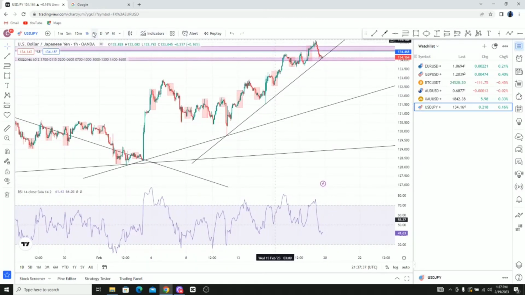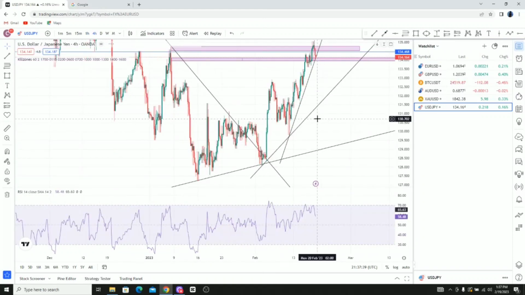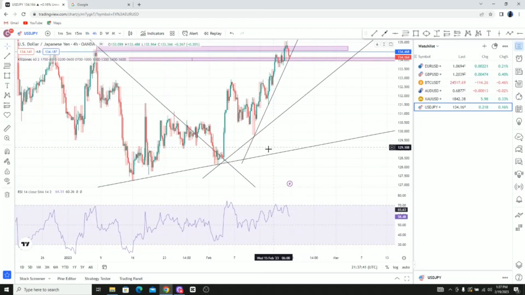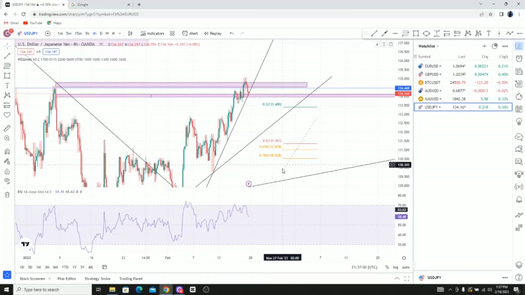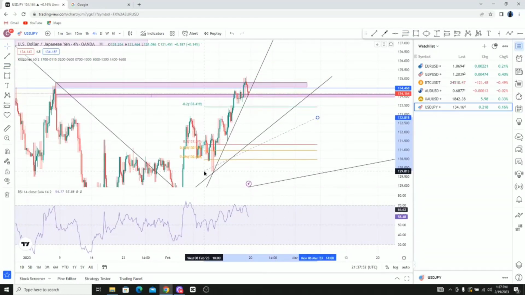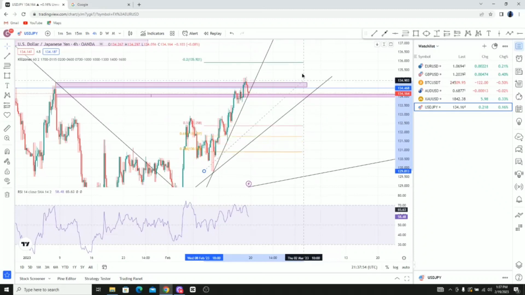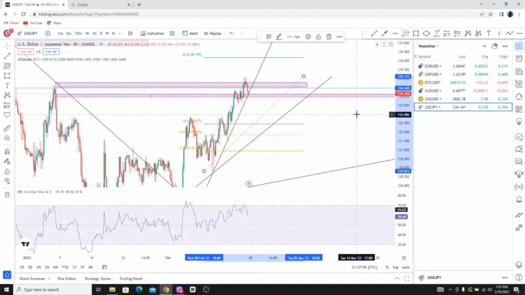So let's go to the 4 hours. Take it from the swing low to the swing high. Let's take this fib from this low to this high and see. As you can see, look at how the market is looking.